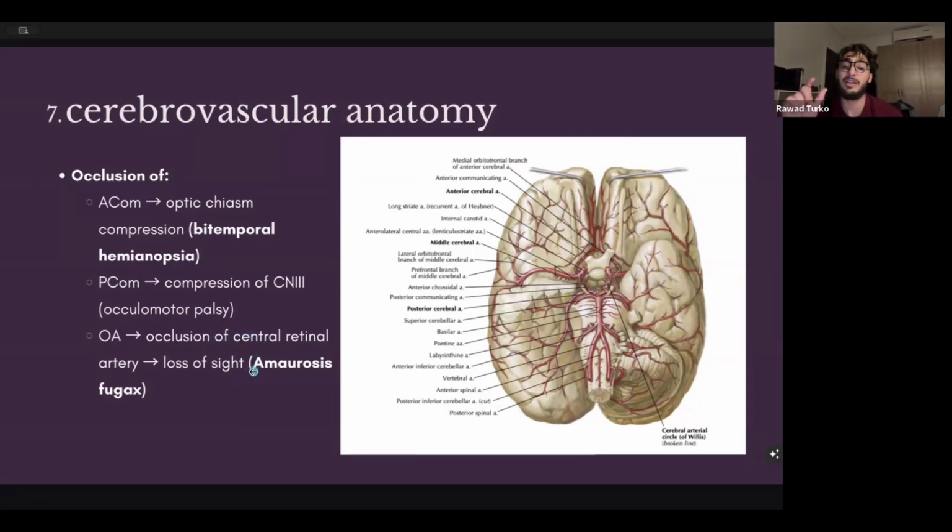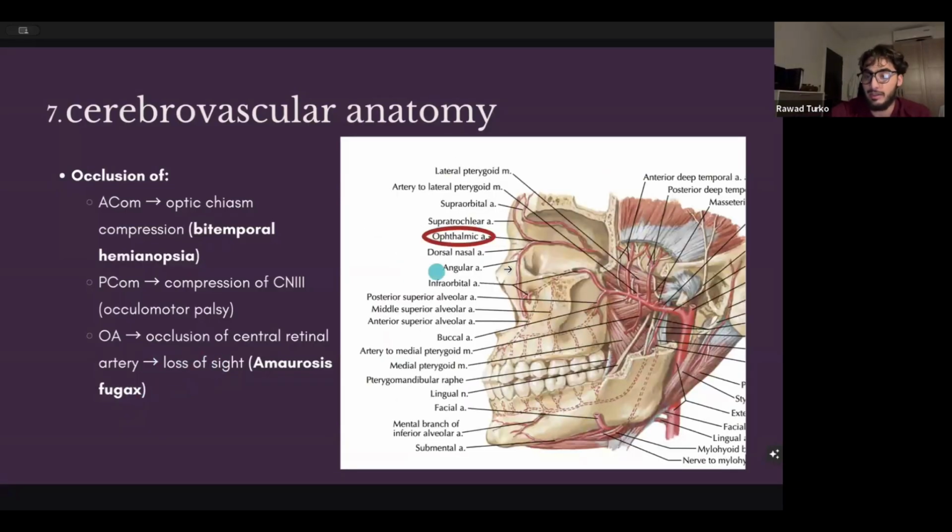Now, the specific condition where you have transient occlusion of the central retinal artery, so you'll see a patient who had loss of vision, for example, for 10 minutes or 5 minutes, and then their sight came back. That's called amaurosis fugax. Okay, and this is a transient loss of sight because of transient obstruction of the central retinal artery. Okay. And again, this is the ophthalmic artery. It's going to give off the central retinal artery.